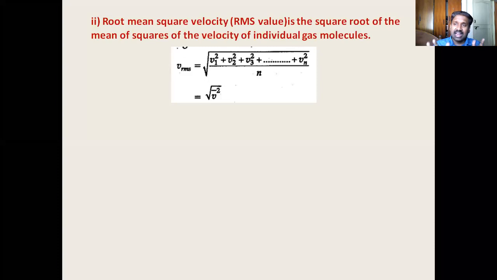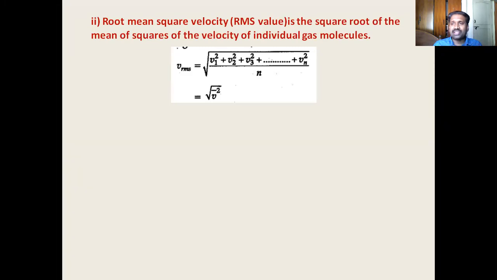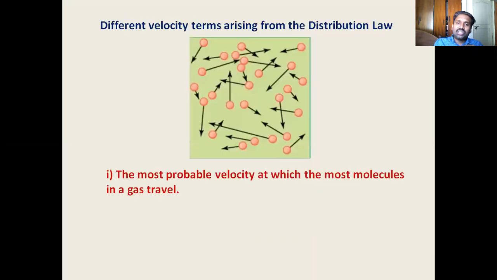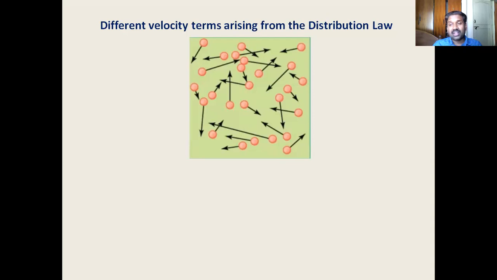Root mean square velocity takes an indirect approach in its calculation formula, but it has a lot of physical significance. Why? Because if we directly take the average of all the velocities, there is a danger. The average may come to 0 sometimes, or a very low value, much smaller than the actual velocity of the gas molecules. Why? Because velocity is a vector quantity, unlike speed, which is a scalar quantity.